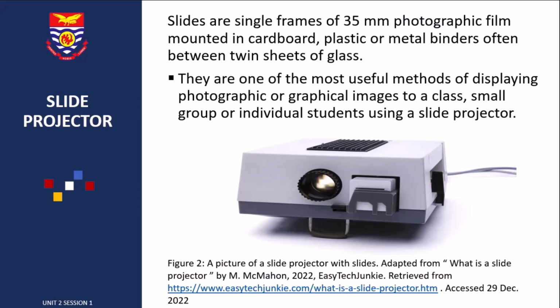They are normally transparent. They are frames of almost 35 millimeter photographic film which are mounted in cardboard, plastic, or metal binders, often between twin sheets of glass. They are one of the most useful methods of displaying photographic or graphical images to a small class or a small group, or even to individual students using the projector.